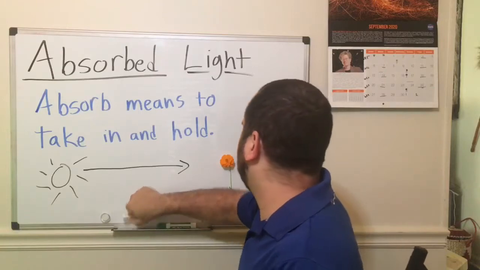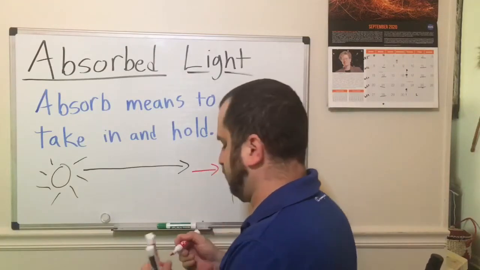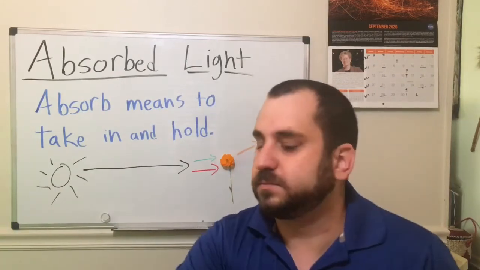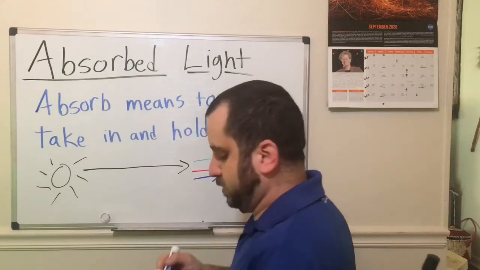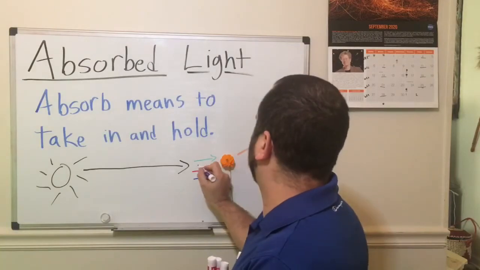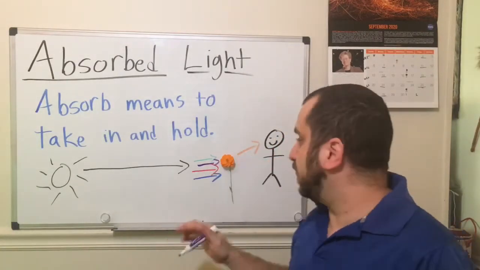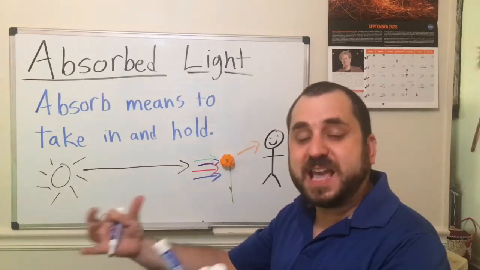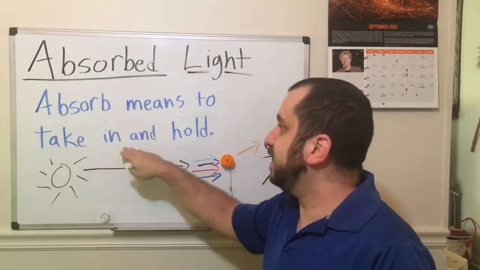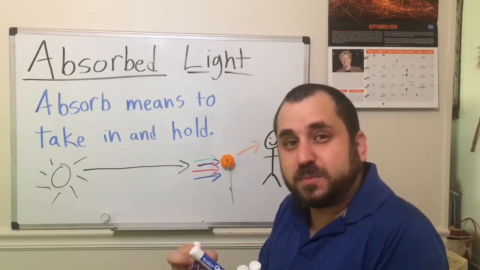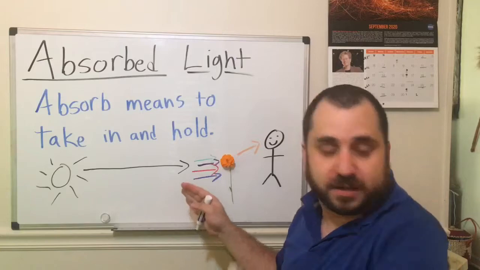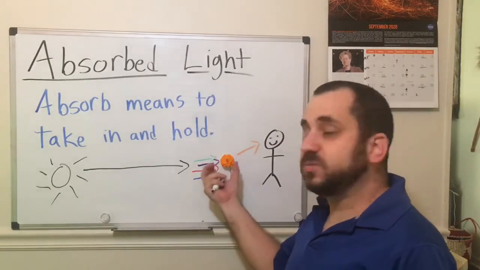All the other colors, the red, the green, blue, even the purple. All of these colors will go into the flower, but that flower will take them in and absorb them and hold them in place. Remember, absorb means to take in and hold. So just like that sponge sucking up the water, this flower is sucking up all of these other colors. The green, the blue, the red, yellow, all of that gets absorbed into the flower.